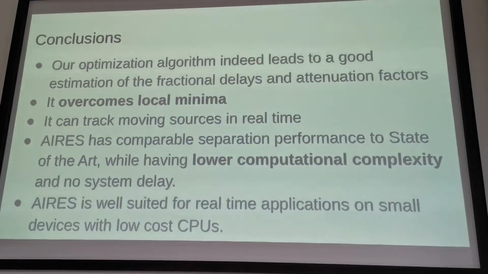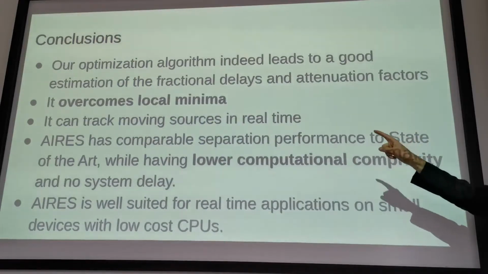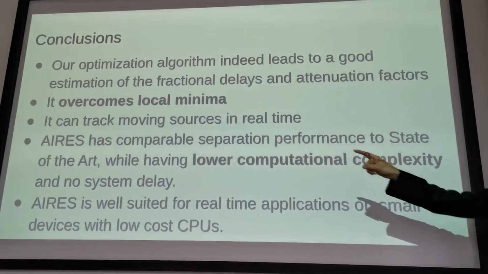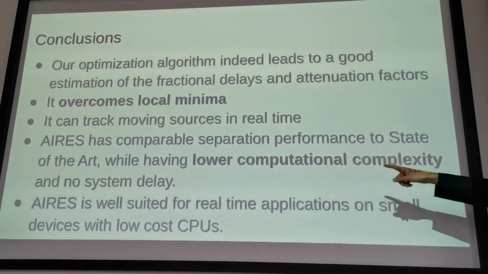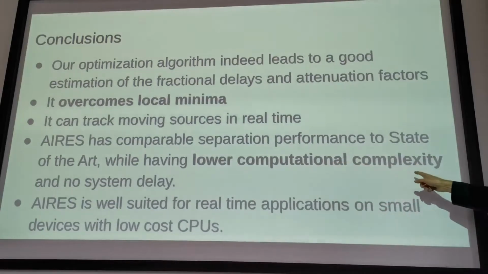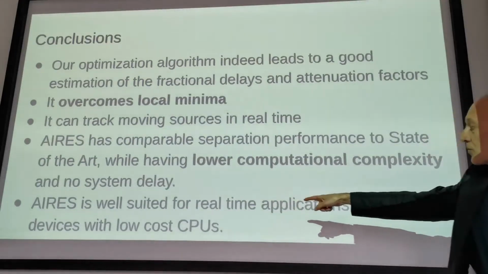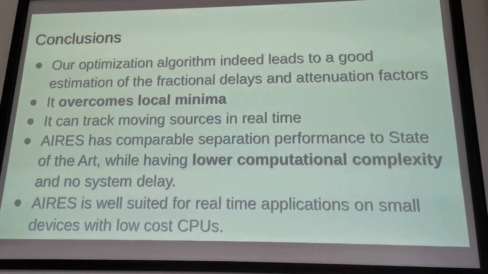Yeah, that leads me to my conclusions. So our optimization algorithm indeed leads to a good estimation of the fractional delays and attenuation factors in our separation task. It overcomes local minima. It can track moving sources in real time when they are moving. Iris has comparable separation performance to state-of-the-art while having lower computational complexity and no system delay, because we just simulate those crosstalks. Iris is well suited for real-time applications on small devices and low-cost CPUs, because it's so simple.